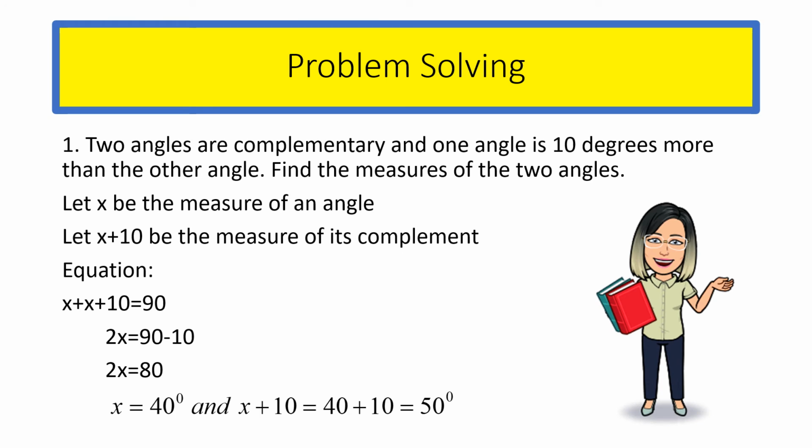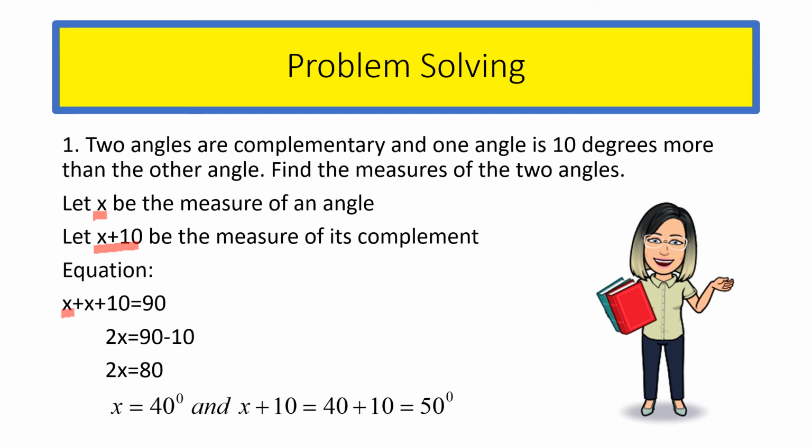Two angles are complementary, and one angle is 10 degrees more than the other angle. Find the measure of the two angles. Let x be the measure of an angle, and let x plus 10 be the measure of its complement. We need to add the two. x plus x plus 10 equals 90 because the two angles are complementary.